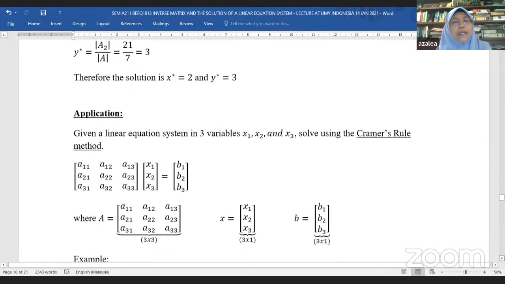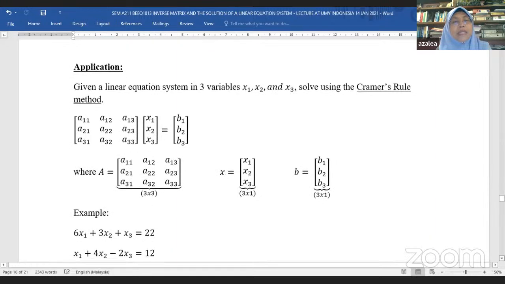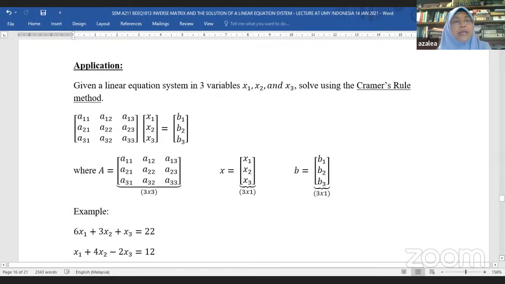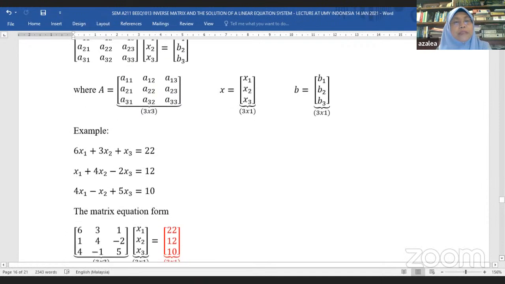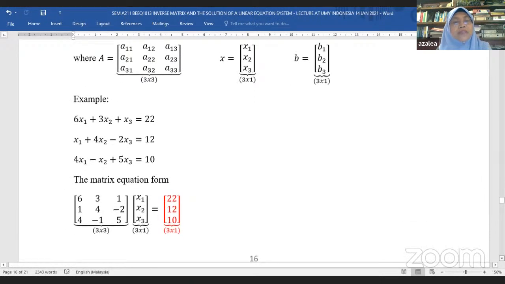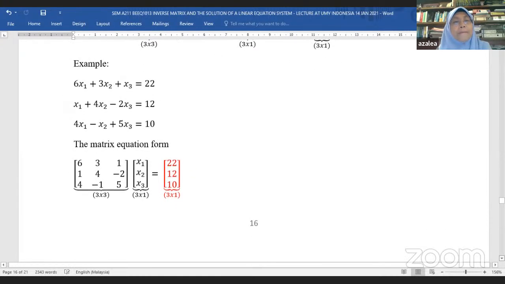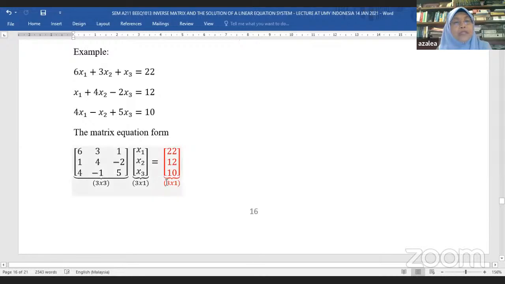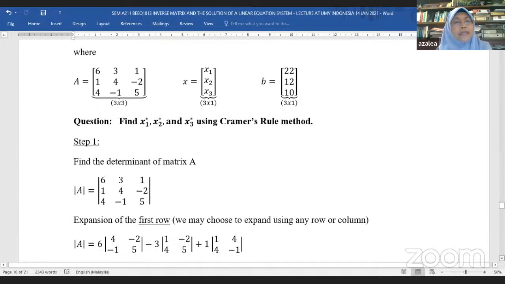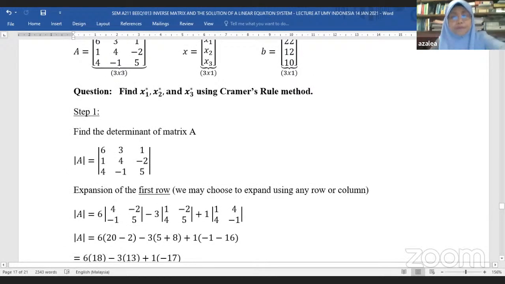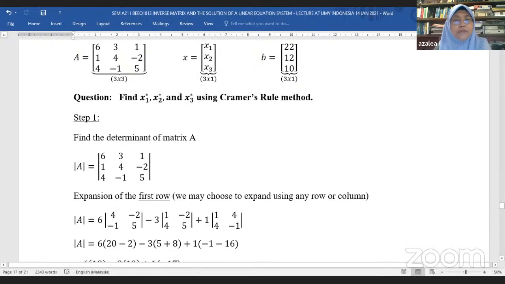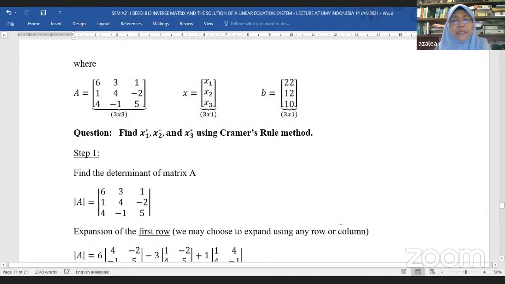We will see the application of Cramer's rule for a 3 by 3 matrix. Again, let's use the same example as we have seen earlier. When we used the matrix inversion method, we still used these equations. So in matrix equation form, this is what we have. Next, to find the 3 variables, X1, X2, and X3, the arrangement is X1 first, X2 second, and X3 third.